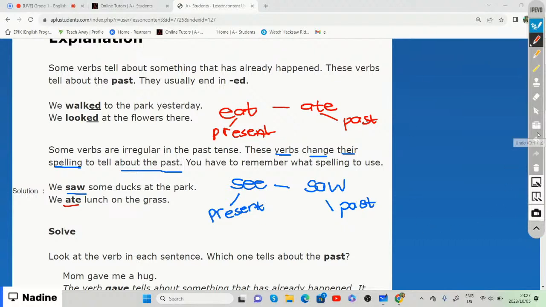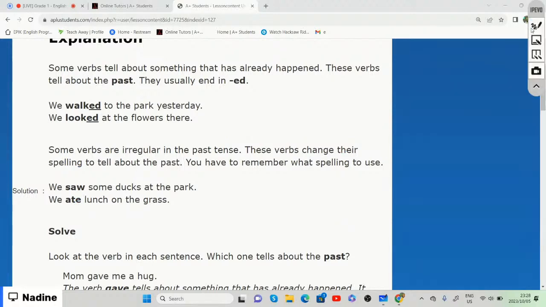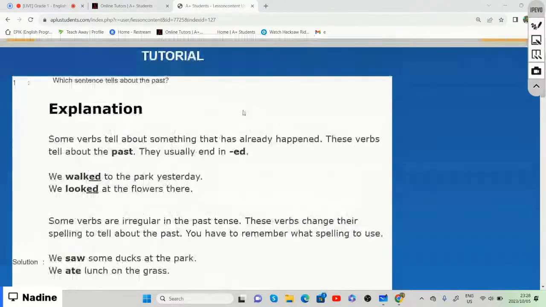All right, so now we're going on to activities, right?